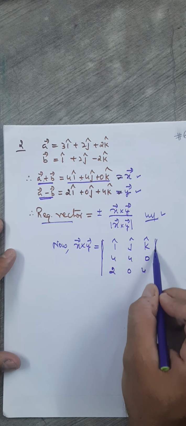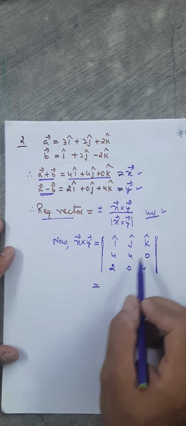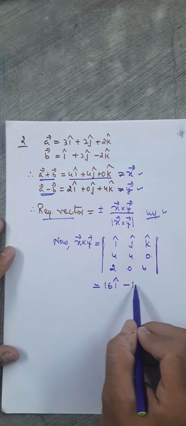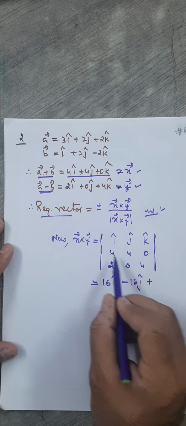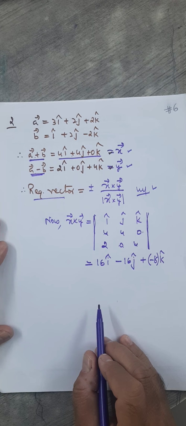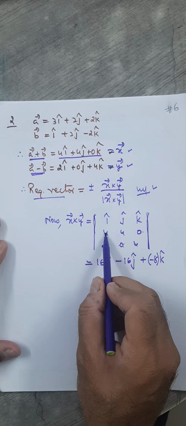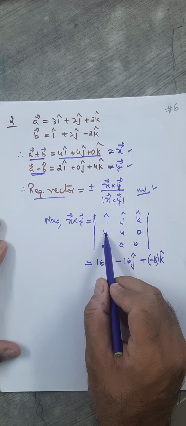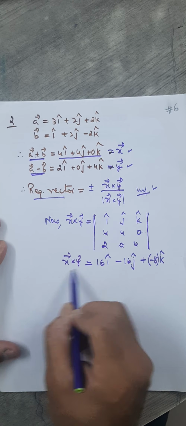Fine. Now we get the cross product. That's simply the determinant. 4 into 4, 16 minus 0, so 16 i cap, minus 16 minus 0, which is 16 j cap, and plus, what about this? This is nothing but 0 minus 8, so minus 8 k cap. I repeat, 16 i cap, minus 16 j cap, plus this is nothing but 0 minus 8 k cap. So you have this. This is the cross product.